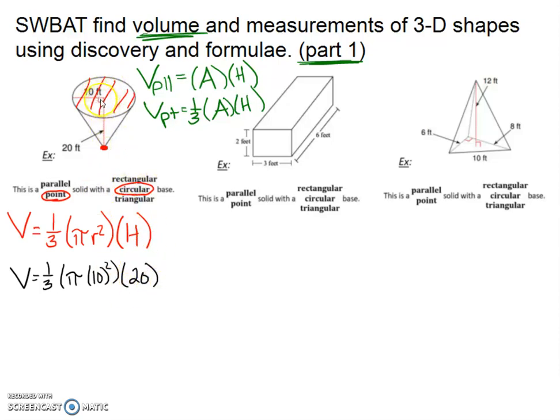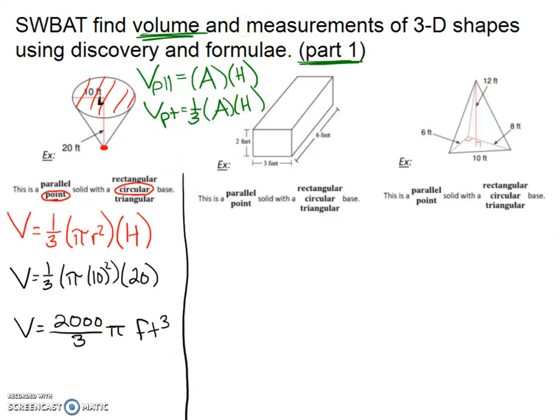And remember that height has to be perpendicular to the base wherever it is, and they did indeed have a little right angle there. So we will simplify this. 10 squared is 100 times 20 is 2,000, and then that's not going to divide by 3 because it doesn't have any 3's in it. So I'm going to keep that as a fraction, 2,000 over 3 pi. And then since this is a volume, our units are going to be cubed. So this is 2,000 thirds pi feet cubed. You can also put the pi in the numerator if you want, or leave it off to the side.